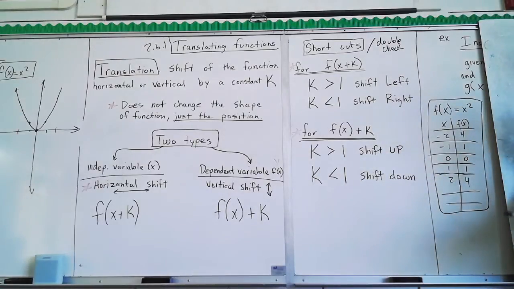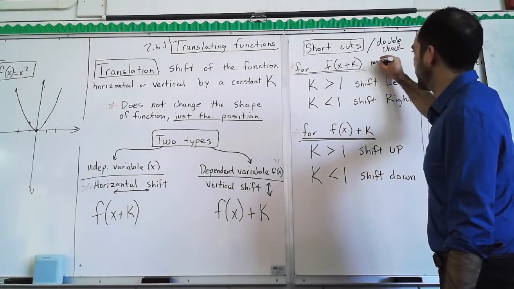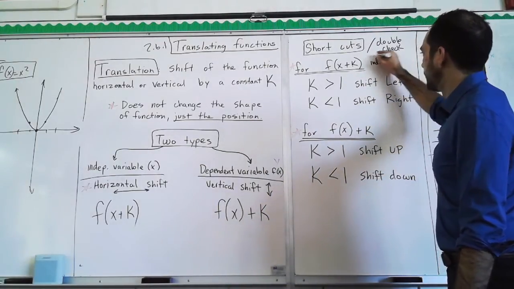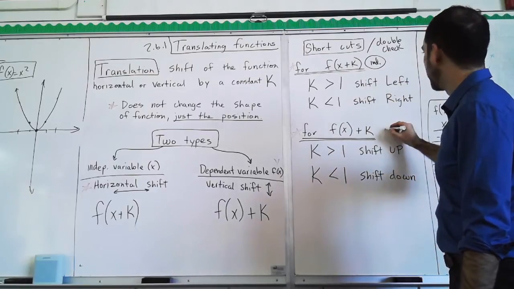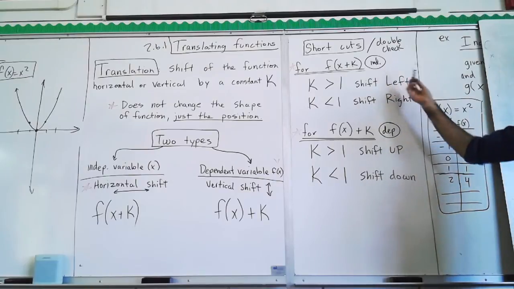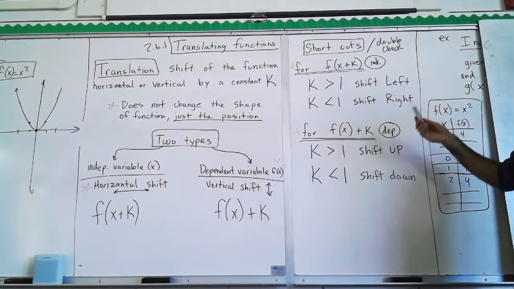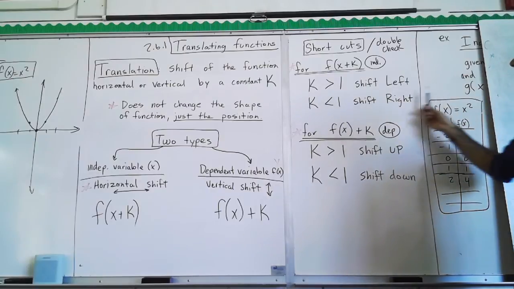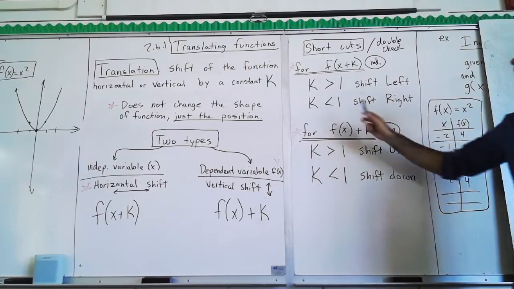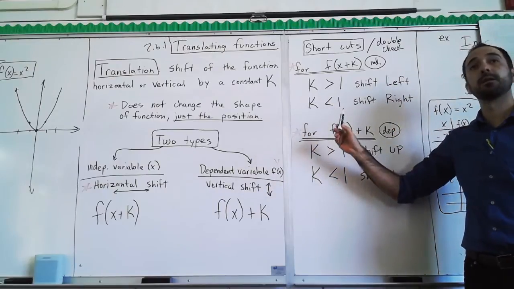So remember that for the independent variable and the dependent variable, we have different kinds of shifts. Independent is talking about x, so we add the k value in with x and then work it out. So we're talking about a shift left to right. This isn't quite intuitive, but when k is greater than 1, we shift to the left. When k is less than 1, we shift to the right.